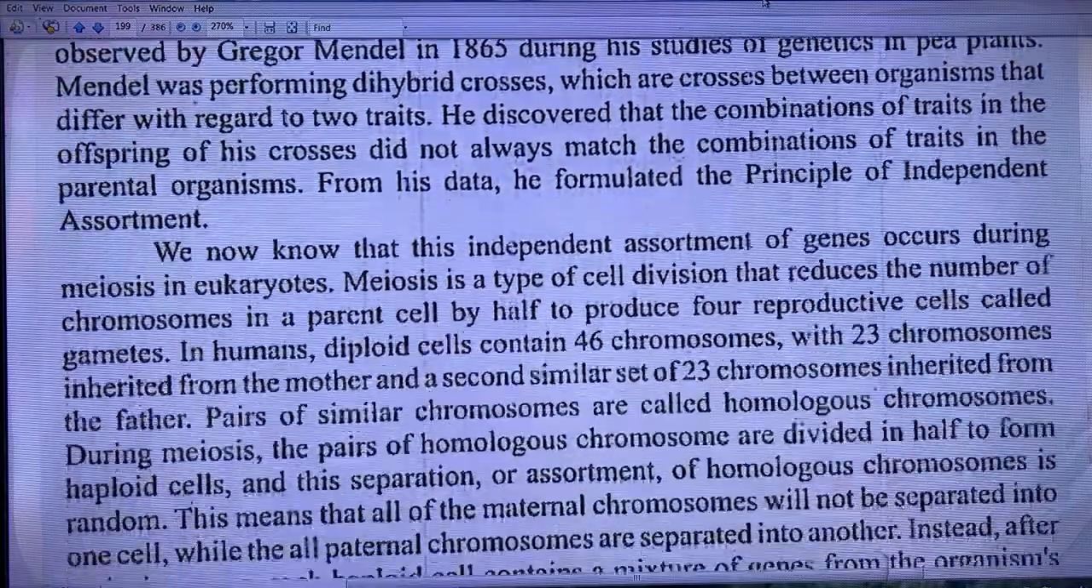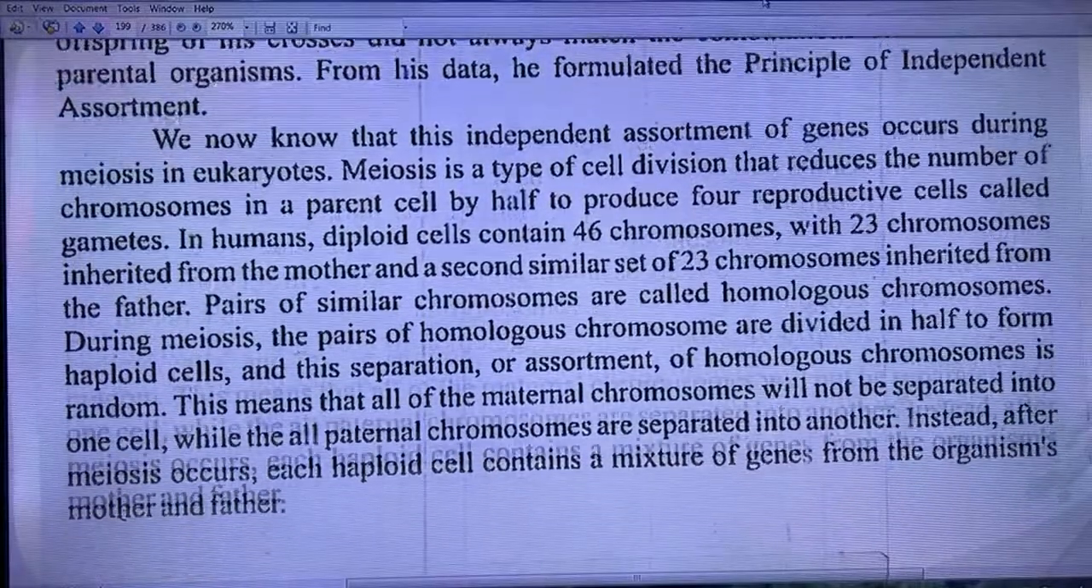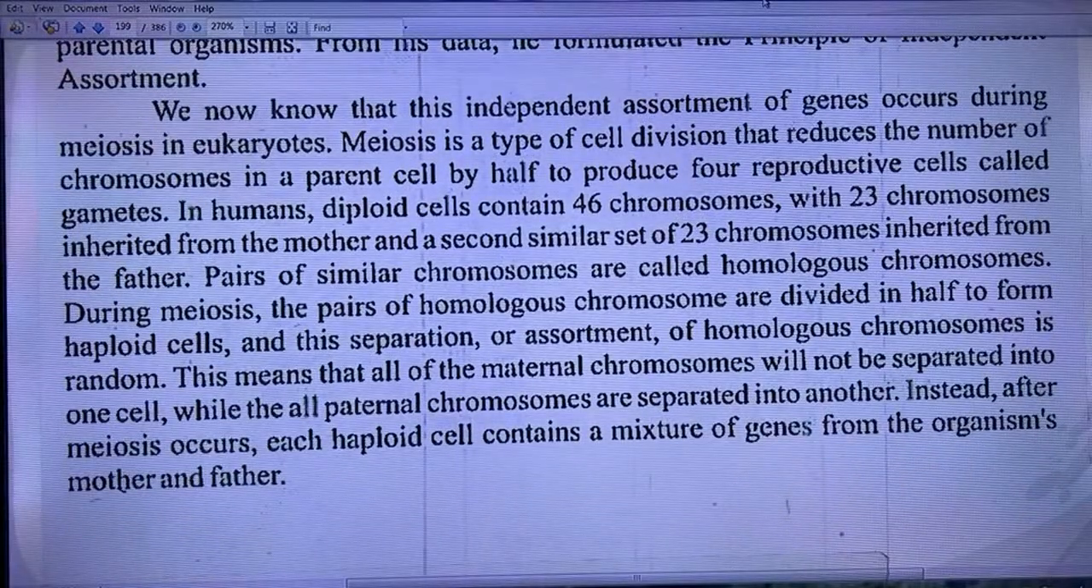We now know that this independent assortment of genes occurs during meiosis. In eukaryotes, meiosis is a type of cell division that reduces the number of chromosomes in a parent cell by half to produce four reproductive cells called gametes. In humans, diploid cells contain 46 chromosomes, with 23 chromosomes inherited from the mother and a second similar set of 23 chromosomes inherited from the father. Pairs of similar chromosomes are called homologous chromosomes. During meiosis, the pairs of homologous chromosomes are divided in half to form haploid cells.